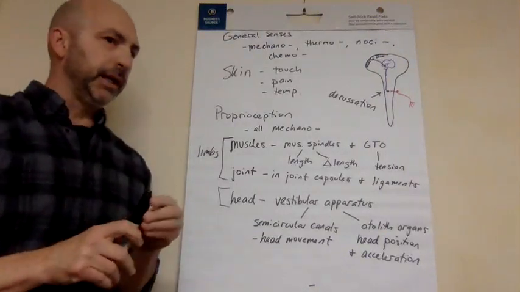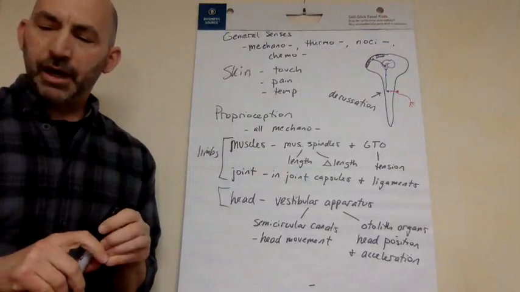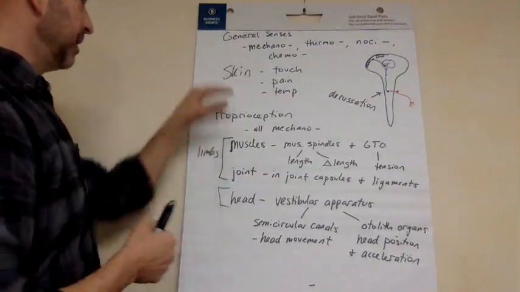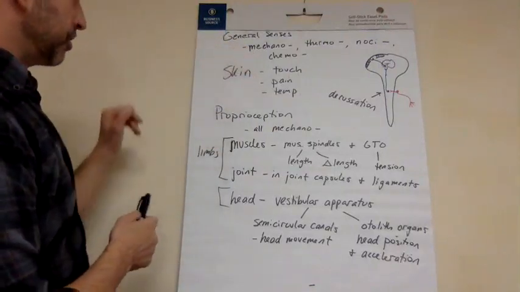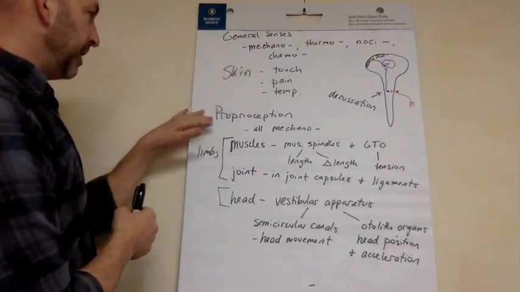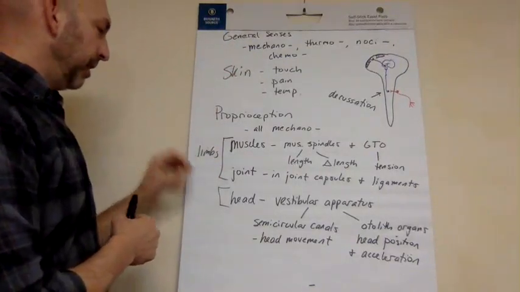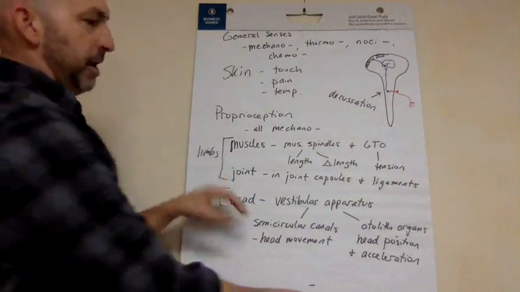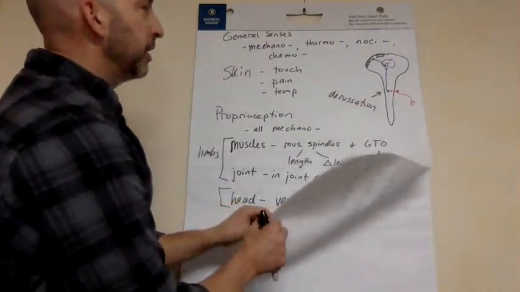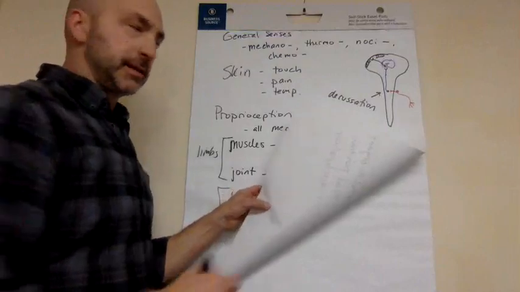Lastly, I want to bring in the visceral senses, right? Because we did the touch and pain and temperature of the skin. We've got proprioception from the limbs and from the head. And I've run out of room, so I'm going to jump over here. But we have to talk about the visceral senses a little bit.